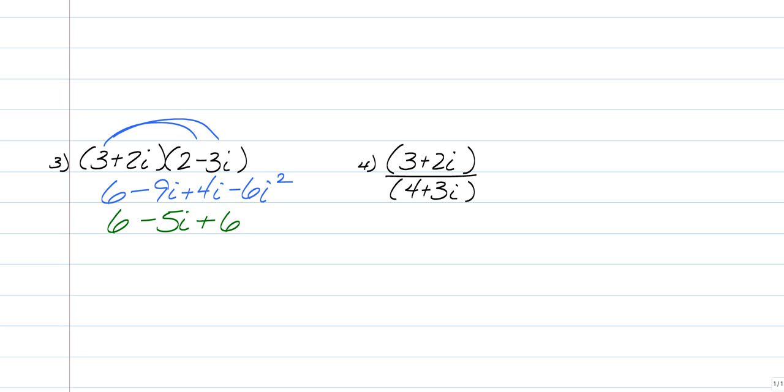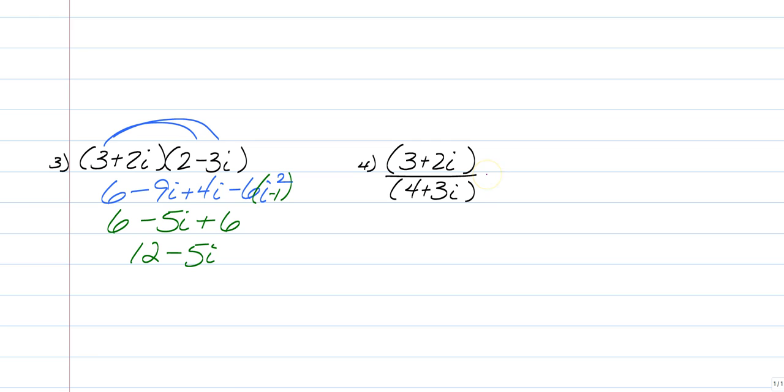Now you're probably wondering, where did I just get the plus 6 from? Well, remember what I mentioned at the beginning of the video. i squared is a negative 1. So a negative 6 times a negative 1 is a positive 6. Okay? So then we would actually have 12 minus 5i, and that would be our final answer. So when you're working with i's, that's what you want to do.